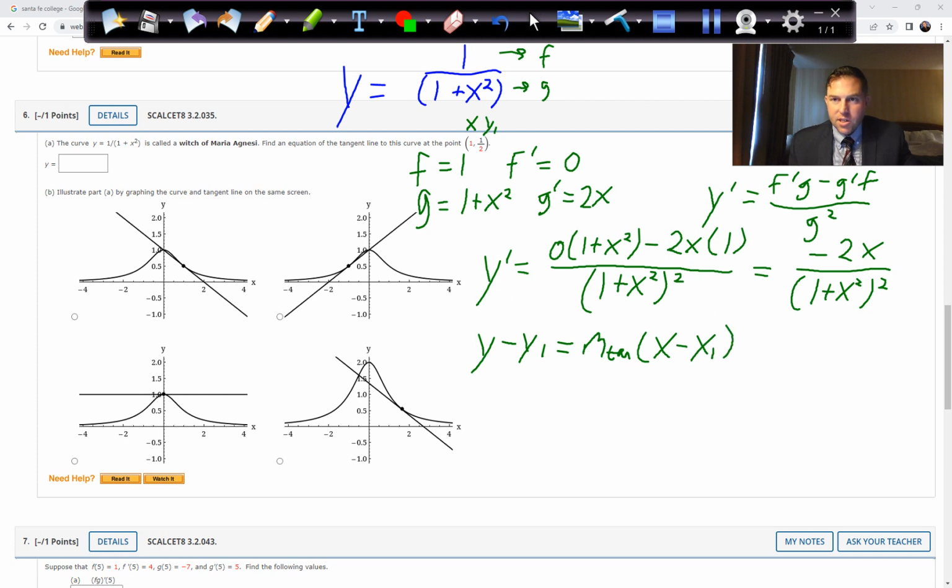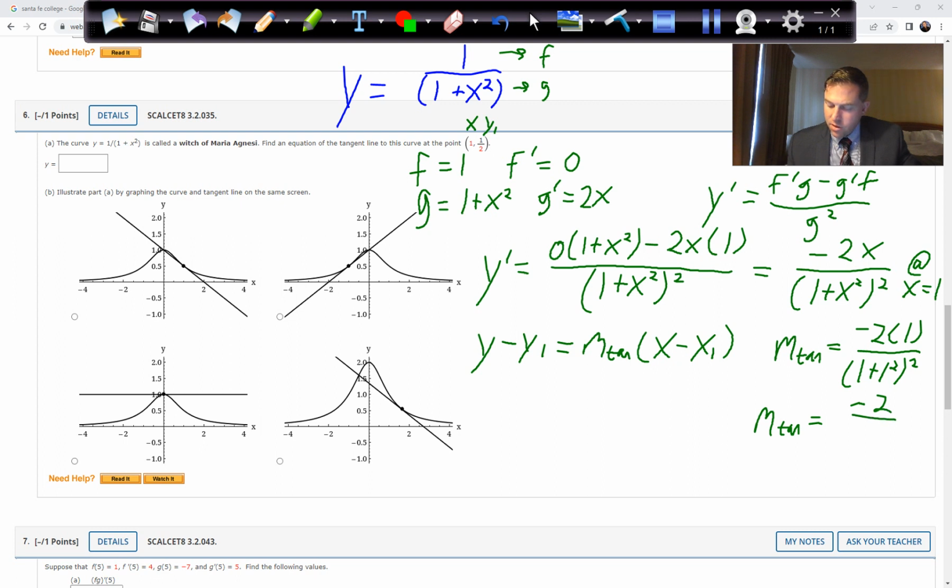But the slope of the tangent line is also this function at x equal to 1, the x value of the point. So let's plug in 1 into this function. We would get minus 2 times 1 over (1 plus 1 squared) squared. Well, that's going to be negative 2 on top. This would be 1 squared, which is 1. 1 plus 1 is 2. 2 squared is 4. So this is minus 1/2.